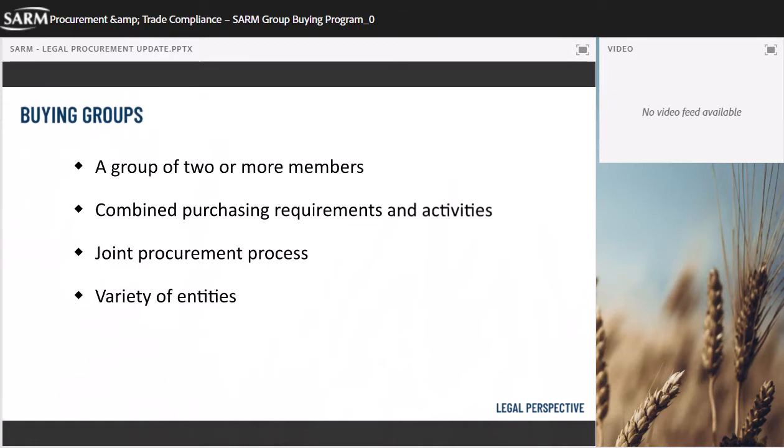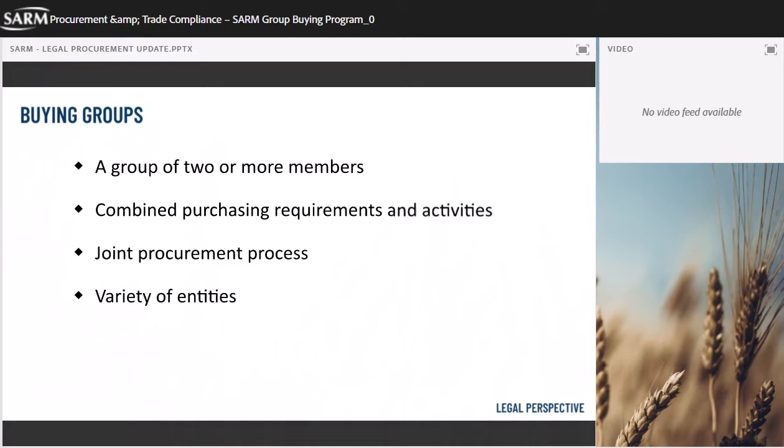So when we're talking about a buying group, we're talking about a group of 2 or more members that combines the purchasing requirements and activities of the members of the group into one joint procurement process. So this can include cooperative arrangements where individual members are administering the procurement function, or more formal arrangements in which the buying group is administering the procurement for its group members. And that's what SARM is doing on behalf of its members.